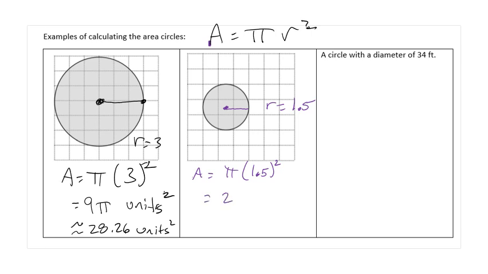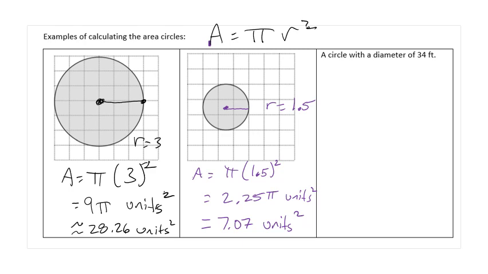And that'll give me 2.25 times pi units squared. And once again, if I go 2.25 times 3.14, I get 7.07 units squared. And that's how much space, how many square units there are within the circle.